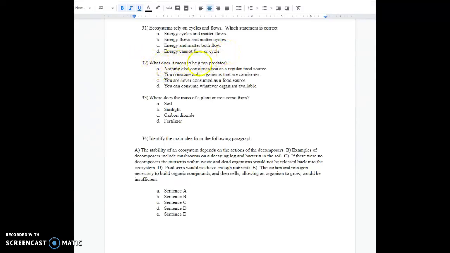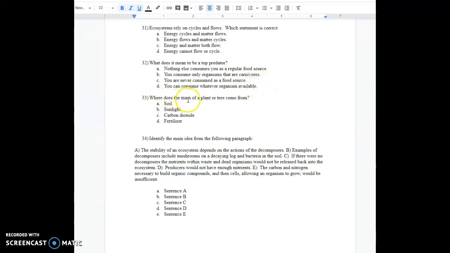32. What does it mean to be a top predator? A, nothing else consumes you as a regular food source. B, you consume only organisms that are carnivores. C, you are never consumed as a food source. Or D, you can consume whatever organism is available.